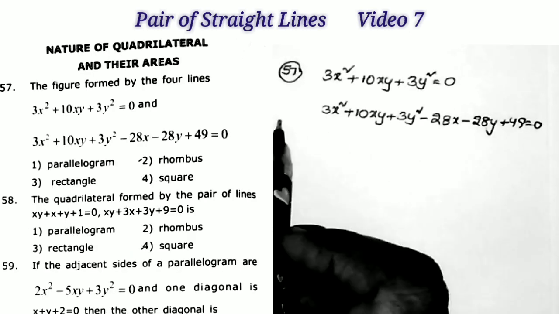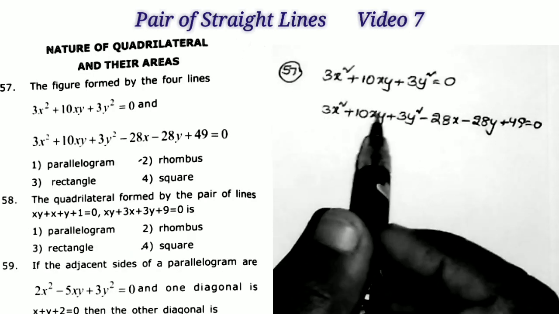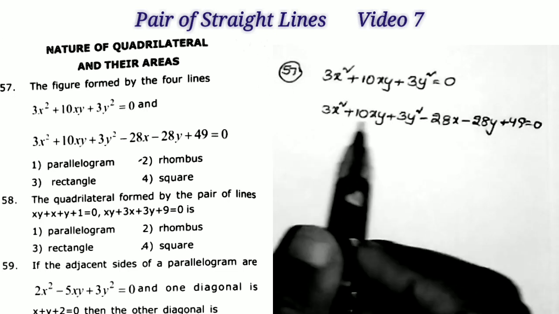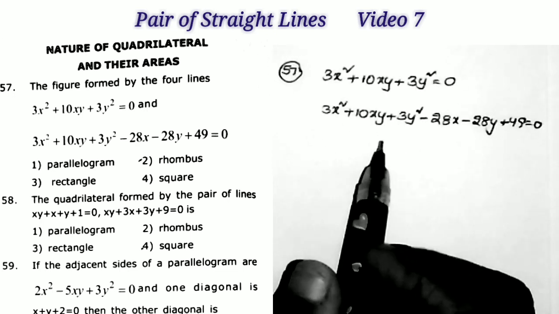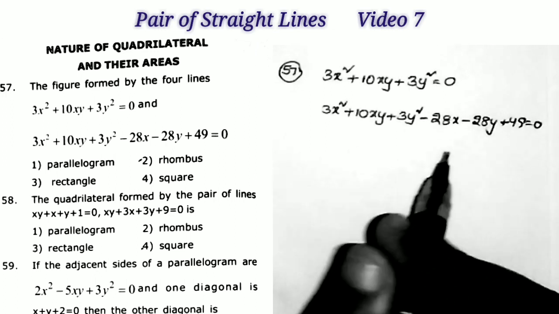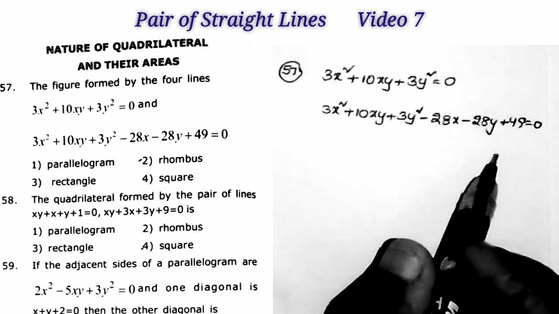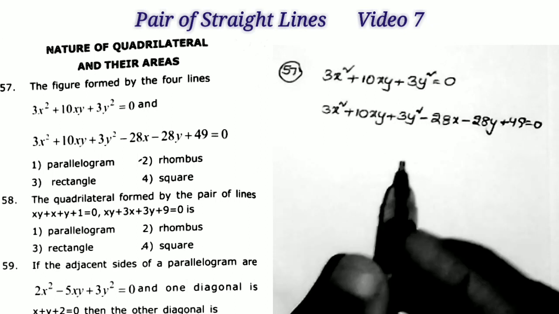Next question, sum number 57. The figure formed by the four lines 3x square plus 10xy plus 3y square is equal to 0 and 3x square plus 10xy plus 3y square minus 28x minus 28y plus 49 is equal to 0. Now what is the figure formed by these lines?